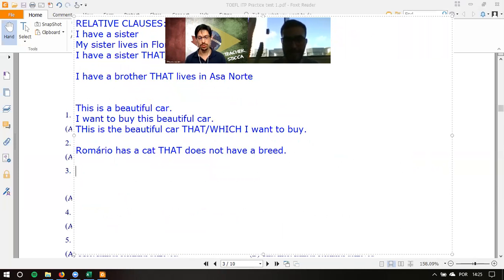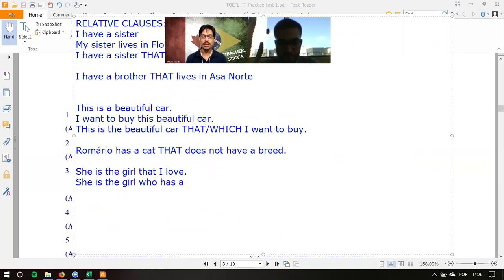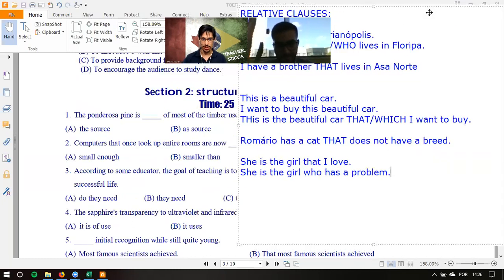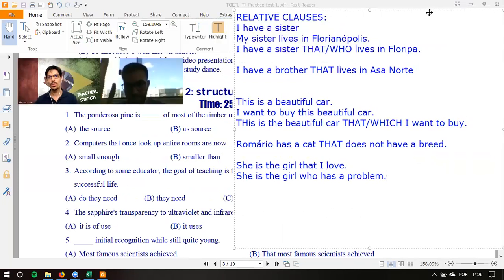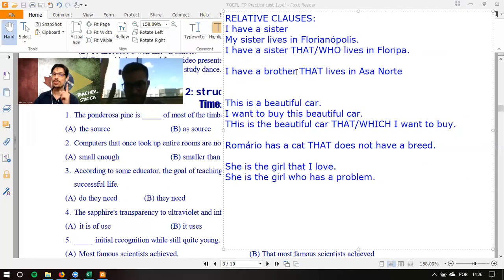Okay, now look at this, dude. She is the girl that I love. Look at this sentence and this sentence. She is the girl who has a problem. Now, if you look at these two sentences, for relative clauses, they have a little difference. What's the difference they have? And this is different from Portuguese and Spanish. She is the girl that I love.